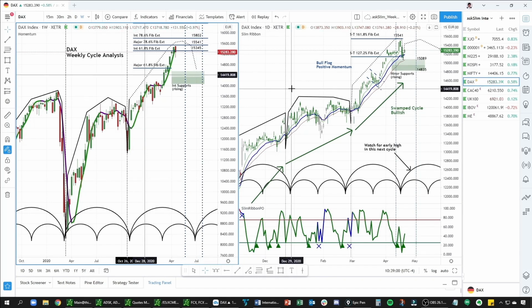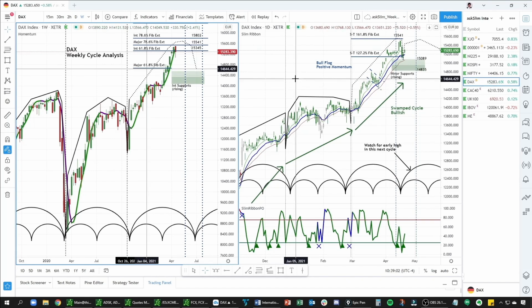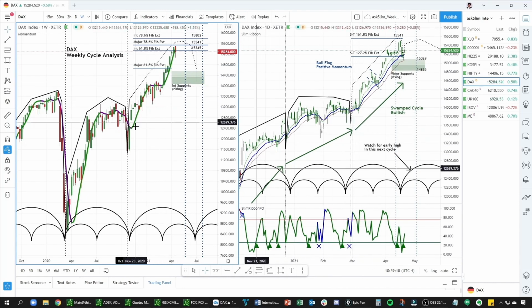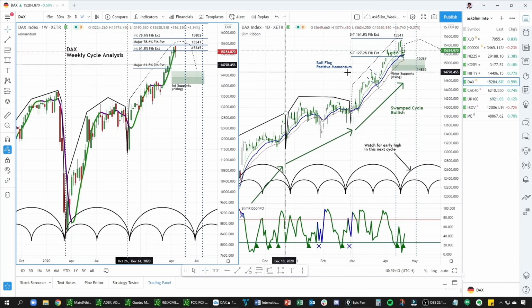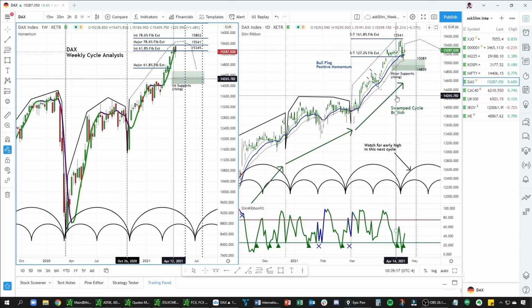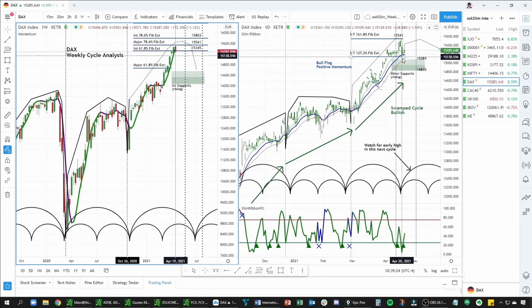If we shift over to the daily chart, which is on the right here, you can see that we have been tracing out positive cycle after positive cycle in a very bullish overall trend that you can see here on the weekly time frame. We were due to form a short-term low. The short-term low was due 4/14 to 5/4. You can see that we had this pullback, and we are now likely in this short-term rising phase here in the German DAX. Now, I've added in this note, watch for an early high in this next cycle.